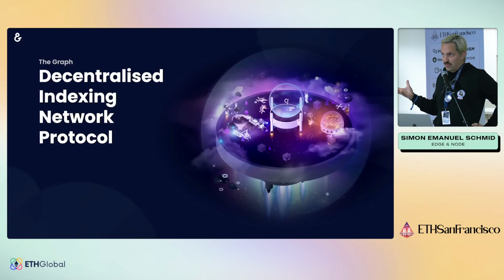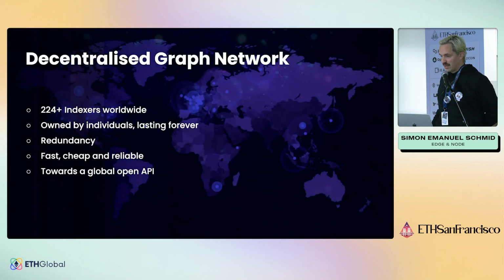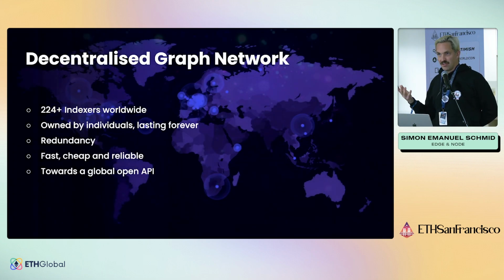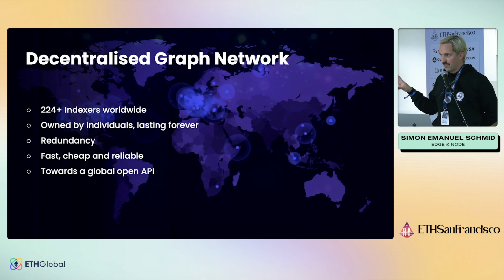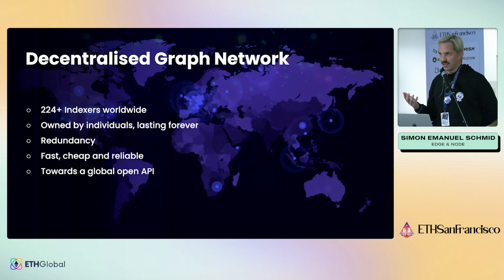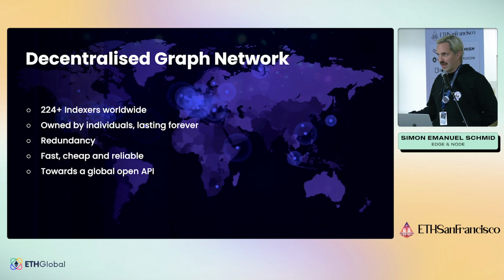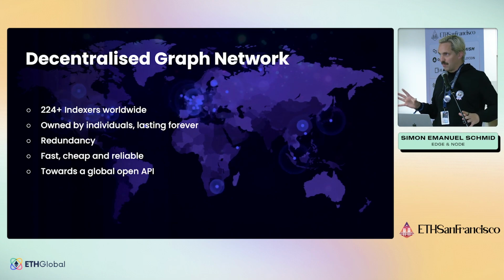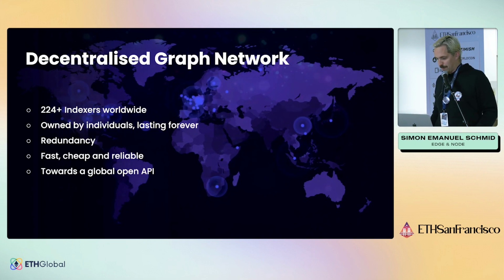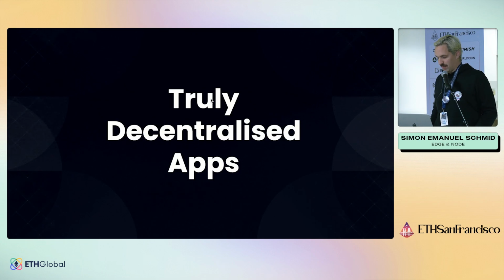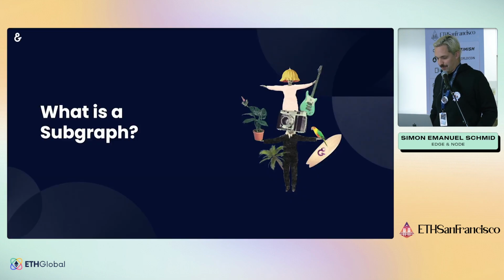And now, since one year, we launched the decentralized network. You have 224 indexers worldwide. They're independent. They index your subgraph, and they participate in the network with incentives. They receive query fees and indexing rewards. And that makes it redundant, right? If one indexer goes down, another is around to serve your queries. That gives you fast, cheap, and reliable APIs in a decentralized way, and brings us together through a global open API where all the data is available for you. So we can have truly decentralized apps.